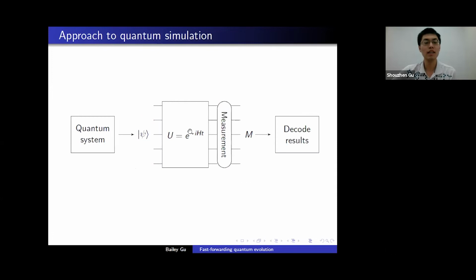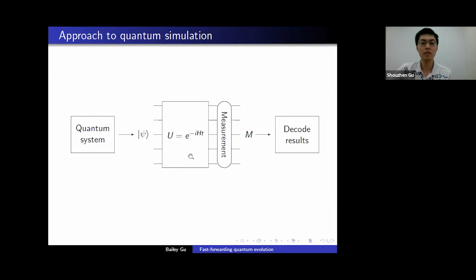So here I have a schematic for how we might accomplish this task. We start with a quantum system that represents a physical system that we're interested in. Then we map the degrees of freedom of that physical system to the degrees of freedom of a quantum computer, let's say a qubit quantum computer. And the initial state is going to be some vector, psi, for that qubit quantum computer.